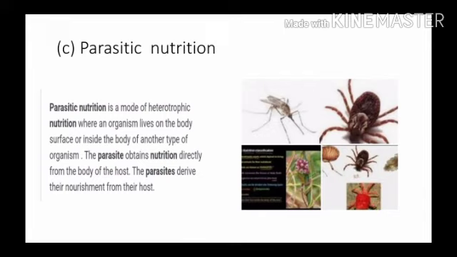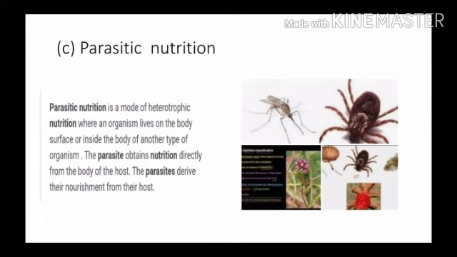Example is mosquitoes. Some animals live on the body surface of other animals for food. They can obtain the food only from animals on whom they are dependent. Some animals live on the body of other animals and obtain their food by sucking their blood. This is called ectoparasitic nutrition, and such animals are called ectoparasites.